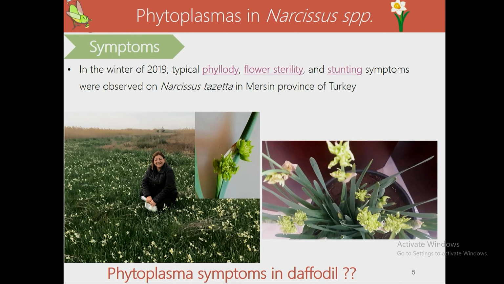And interestingly, in the winter of 2019, typical phyllody, flower sterility and stunting symptoms were observed in Narcissus tazetta in the south part of Turkey, Mersin Province. And you may see here the typical phyllody and the stunting in the flowering shape. So these gave us the idea that maybe these are symptoms of phytoplasmas, and we needed to check the literature for any phytoplasma reports.